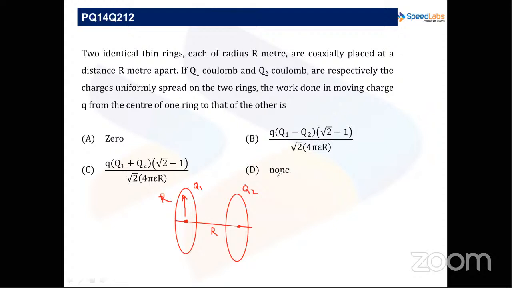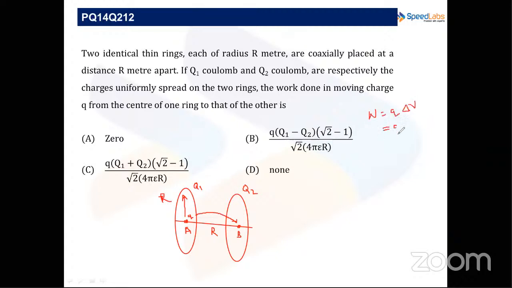The work done in moving charge small q from the center of one ring to the other is, तो यहाँ से इसको हम point A बोल देते हैं, इसको point B बोल देते हैं. So we have a small charge q which is moving from this point to this point, and he is asking work done. Work done का basic formula है q delta V.